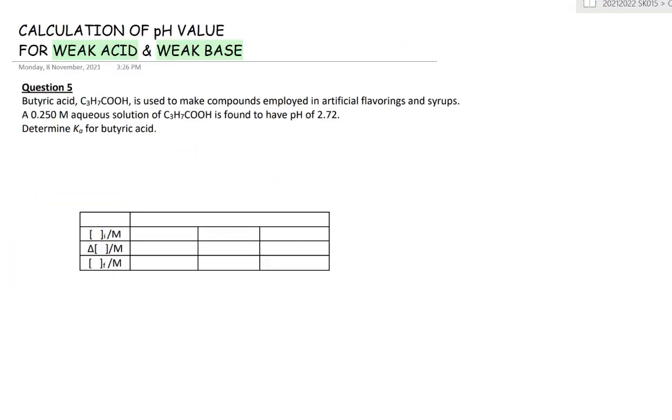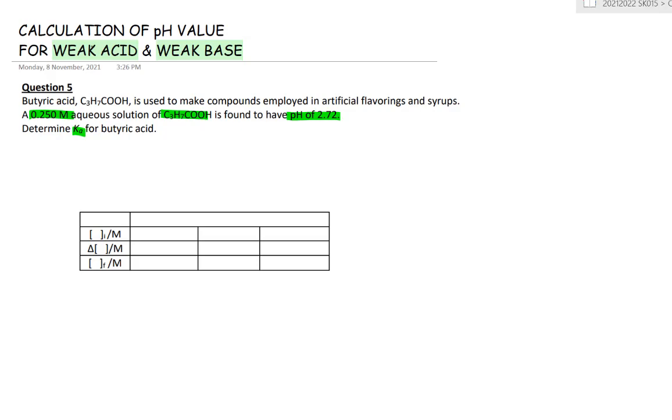Question number 5. Butyric acid, C3H7COOH, is used to make compounds employed in artificial flavoring and syrups. A 0.250 molar aqueous solution of the acid is found to have a pH value of 2.72. Determine the Ka for butyric acid.